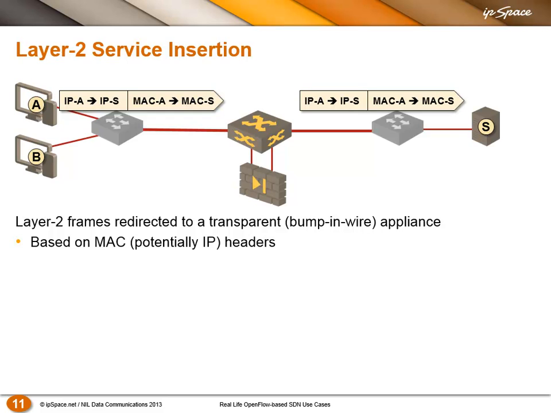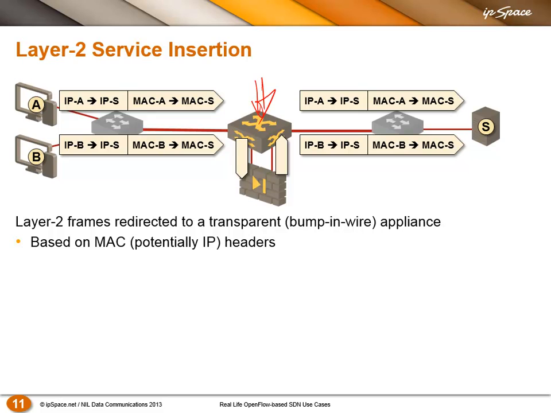Now let's say that we want to intercept some traffic sent from station B. When B sends the traffic to S, it still goes from MAC address B to MAC address S, but now the switch here in the middle will intercept that packet, send it down to the firewall for inspection, and the firewall would return it on a different port and it would be forwarded to S. You see that the firewall hasn't changed anything. So the firewall acts like a bump in the wire. It has to be a transparent firewall for layer 2 service insertion to work.